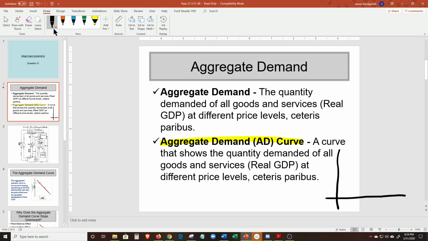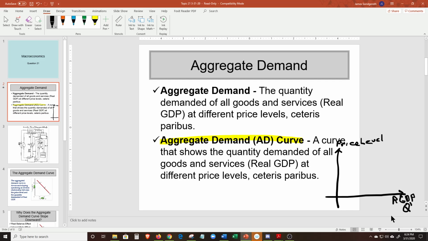All right. And so going upward, we have the price level. And on the horizontal axis, going this way, we have real GDP, which your textbook talks about as Q. And I guess we can say this is P.